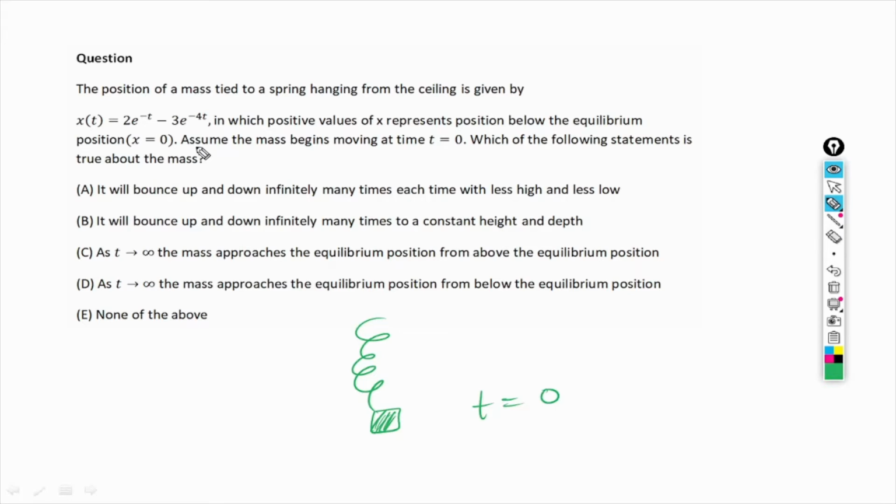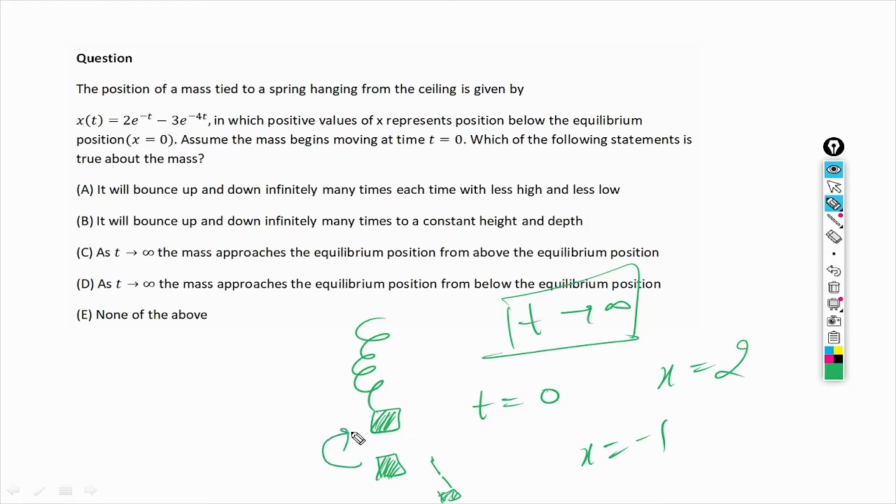So what is an equilibrium position? Equilibrium position is the position of the mass when it becomes stationary as t tends to infinity. So let's say this is the position where the mass becomes stationary when t tends to infinity, and we have x equals 2, that means we are 2 units below the equilibrium position. And if x equals -1, that means the mass is 1 unit above the equilibrium position.